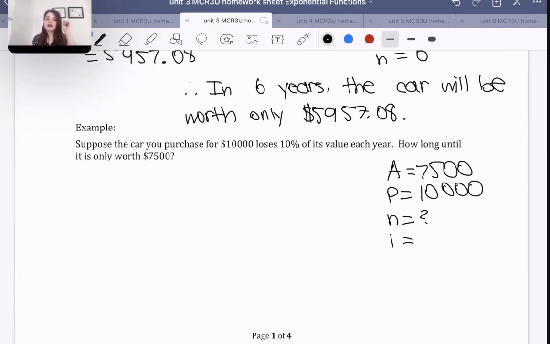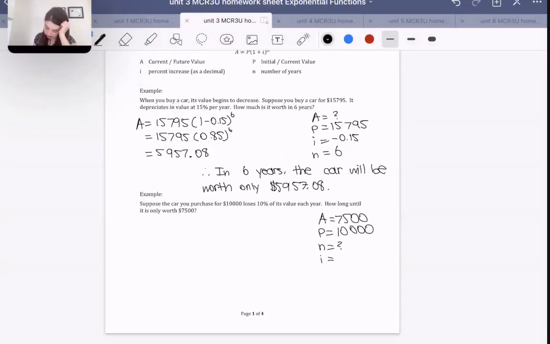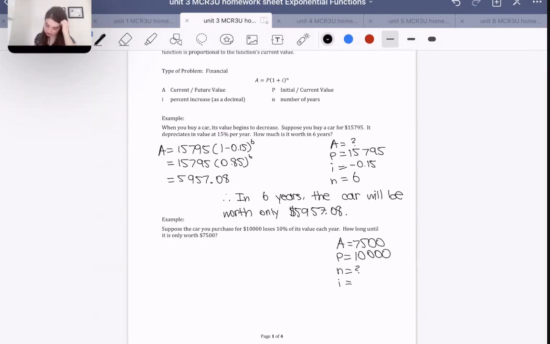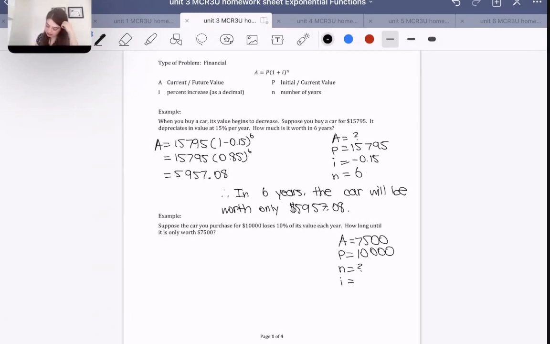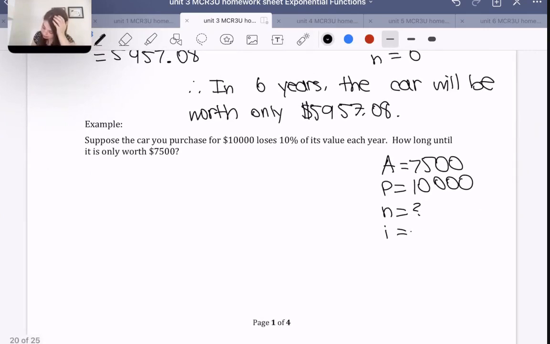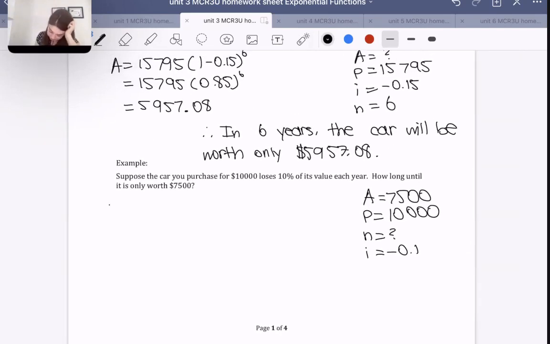And then I is the interest, the depreciation rate, I should say. I is the percentage increase as a decimal. In this case, it's losing 10%, so it's going to be minus 0.1. It'll only retain the other 90% of its value if it's losing 10% of its value every year. Okay, so let's put this in.